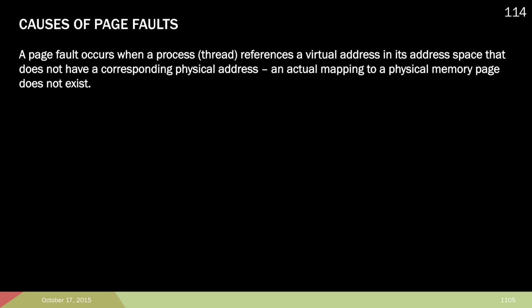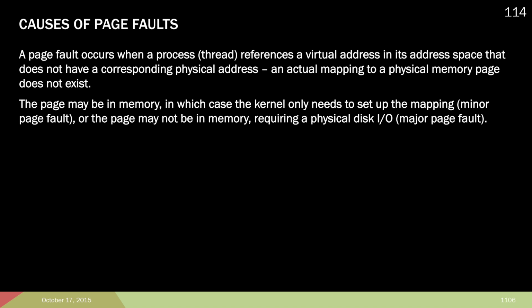A page fault occurs when a process thread references a virtual address in its address space that does not have a corresponding physical address, an actual mapping to a physical memory page that does not exist. The page may be in memory, in which case the kernel only needs to set up the mapping, which is a minor fault, or the page may not be in memory at all, requiring physical disk I/O, a major page fault.